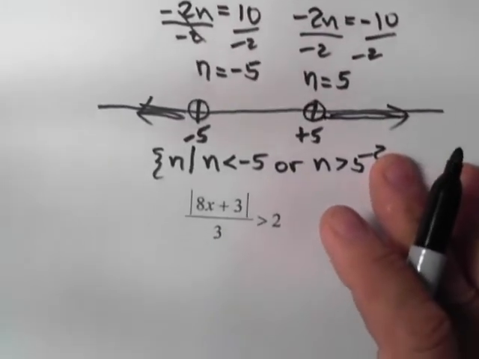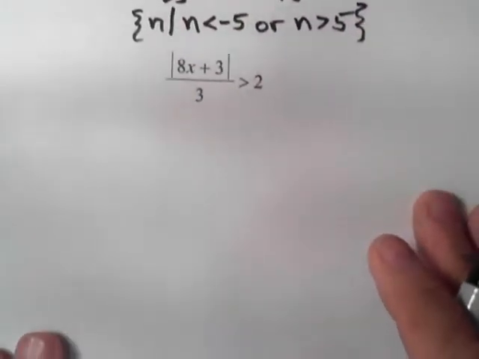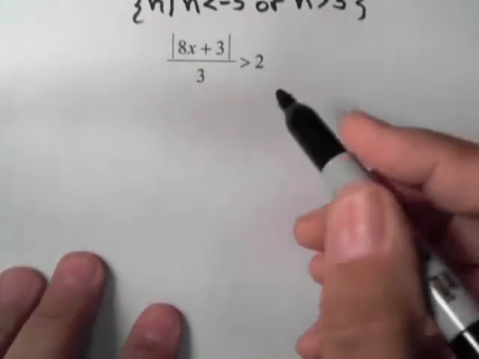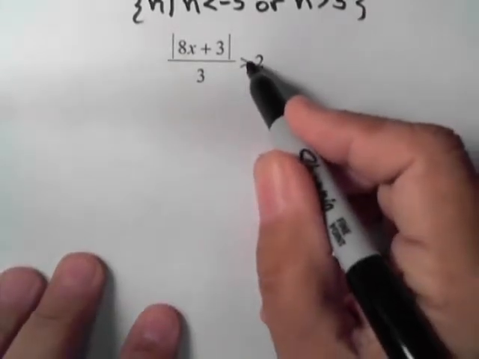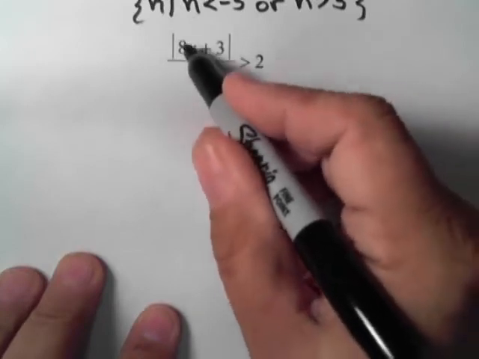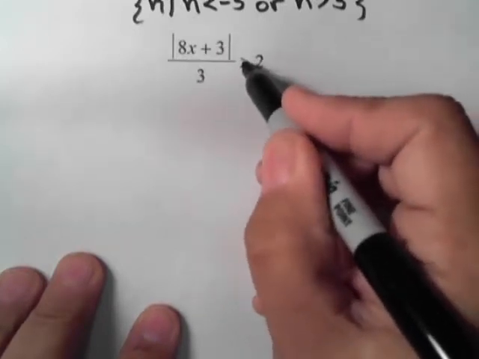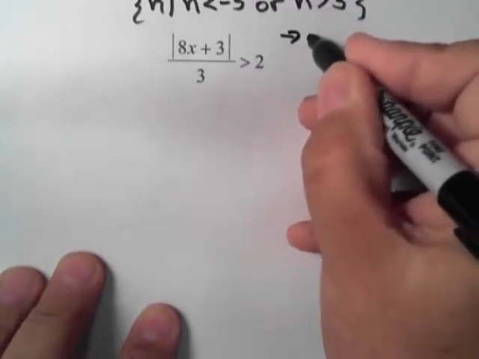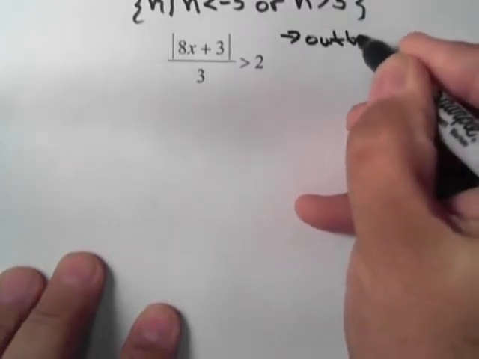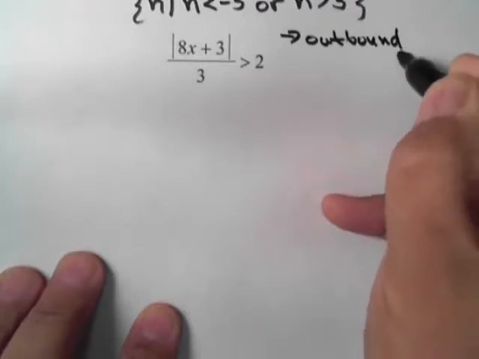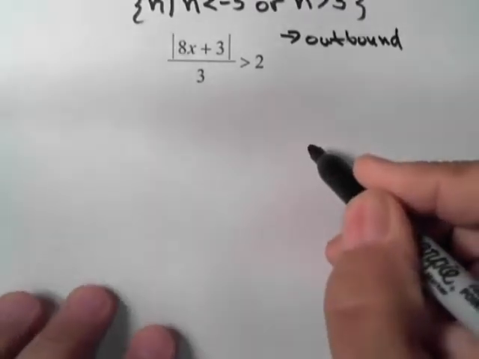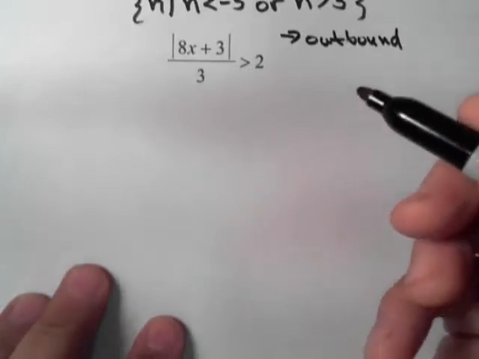Okay, well, let's take a look at another one of these. First thing you always look to see, is it an inbound or an outbound? Notice the absolute value is getting larger. So if it's getting larger, then what we have for this is an outbound. So once we find the boundaries, we'll simply graph the solution going outward in both directions.